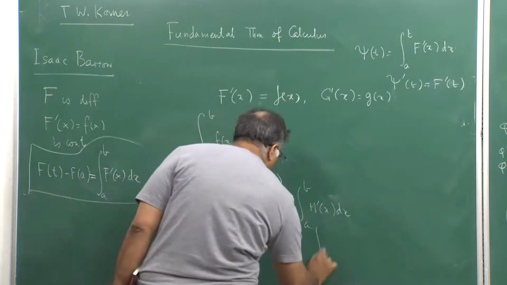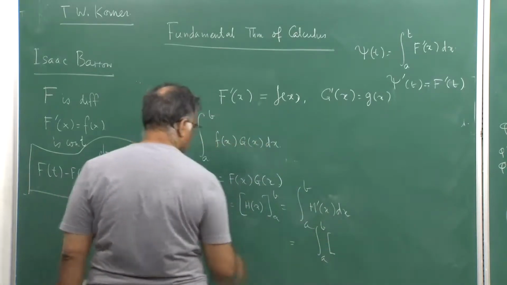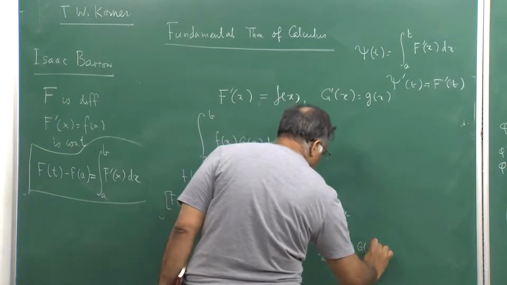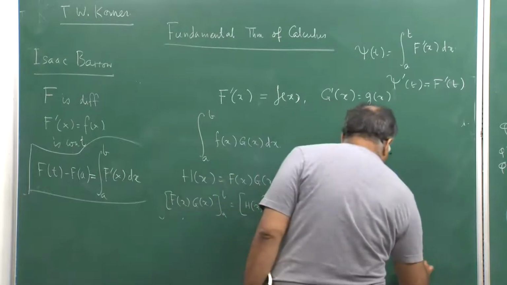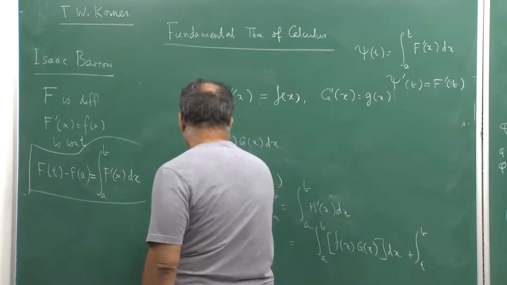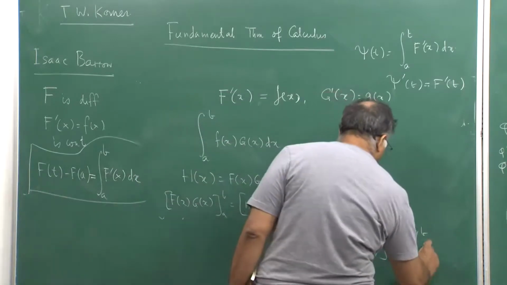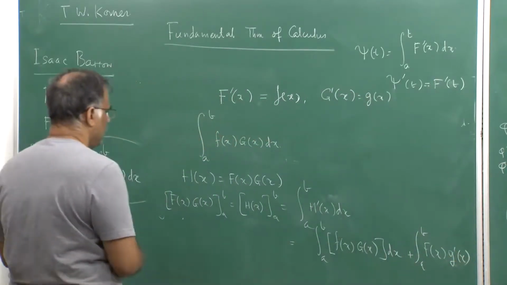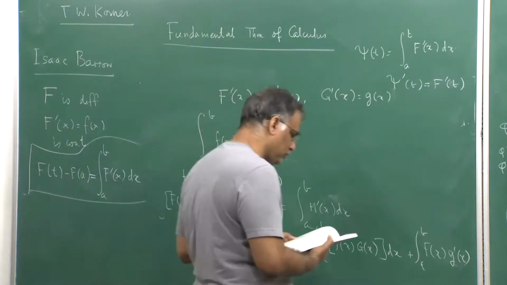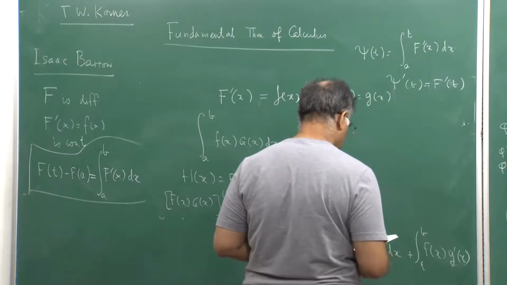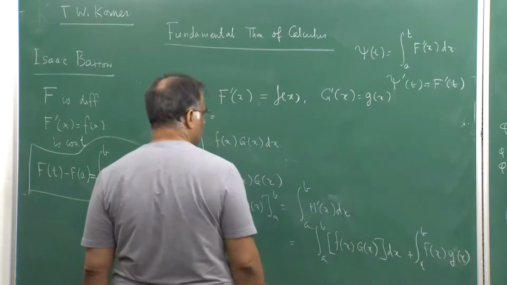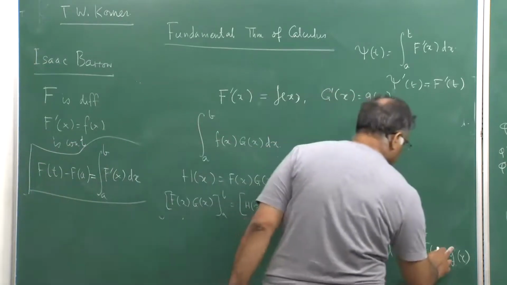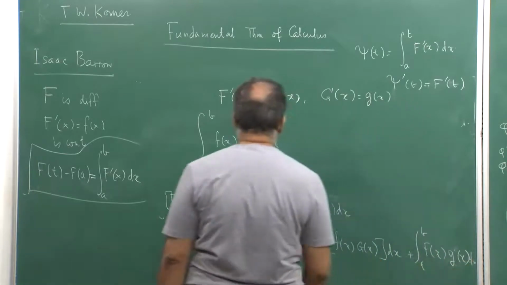h'(x) dx by the product rule is, from a to b, F'(x) g(x), where F'(x) is f(x), so f(x) g(x) dx, plus, I am just writing everything directly, F(x) G'(x), where G'(x) is small g(x), so F(x) g(x) dx.